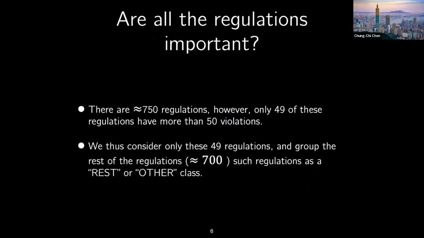As talked about earlier, not all regulations are important. We notice that out of the approximately 750 different regulations, only 49 of these have more than 50 reported violations. Thus, we consider these 49 regulations and group the remaining 700 odd regulations as a single rest or the other class, ending up with 50 labels or 50 regulations that we are trying to predict for.